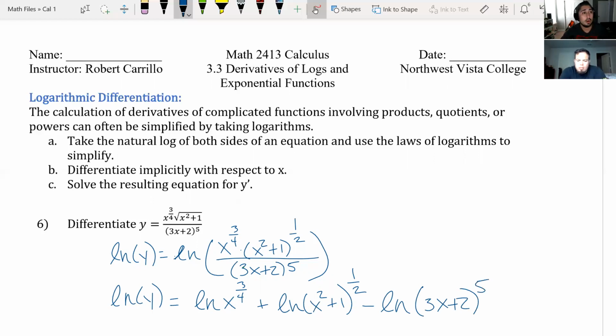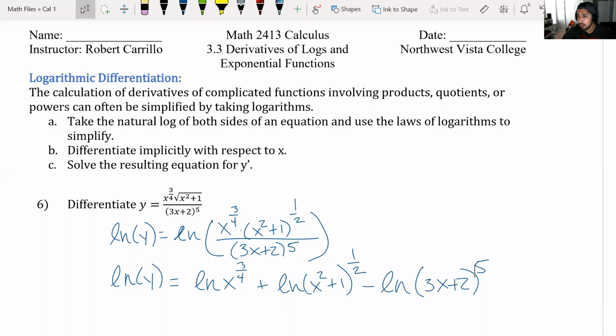Okay, I'm back. So we still have some expanding to do. So we've expanded the numerator by product to sum, and we expanded the whole quotient by quotient to difference. So that's minus the natural log of 3x plus 2 to the 5th. So this is how we've expanded. And now only one more expansion by logs. We must get these powers and bring them down by the power rule for logs.